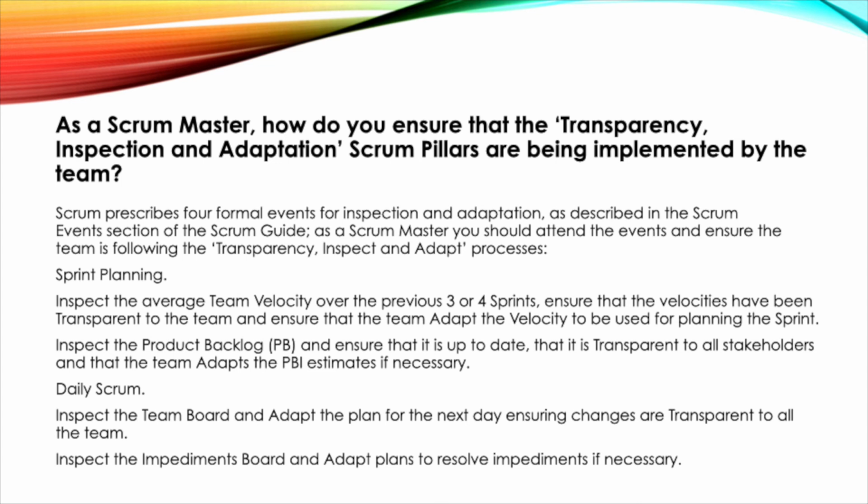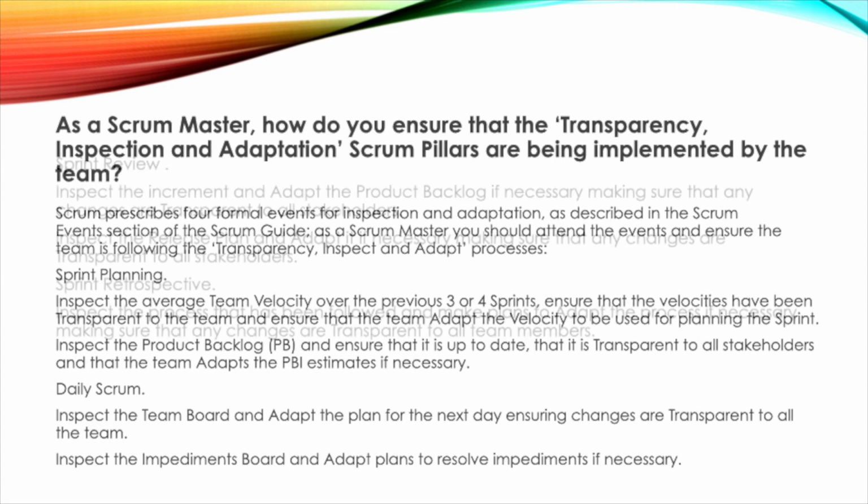Inspect the product backlog, PB, and ensure that it is up to date, that it is transparent to all stakeholders and that the team adapts the PBI estimates if necessary. Daily Scrum: inspect the team board and adapt the plan for the next day, ensuring changes are transparent to all the team. Inspect the impediments board and adapt plans to resolve impediments if necessary.